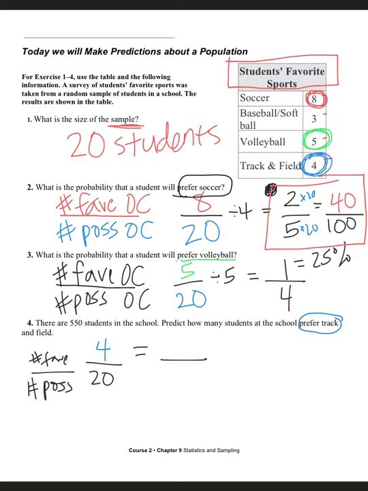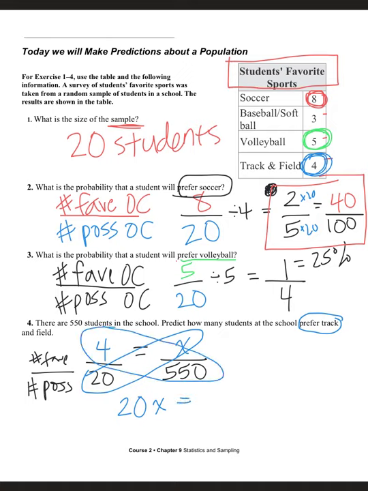Now we're going to make a prediction based on 550 students. And then from there, we're just going to cross multiply. So 20 times x, 20x equals 4 times 550, which is 2,200. Now we have a one-step equation to solve.